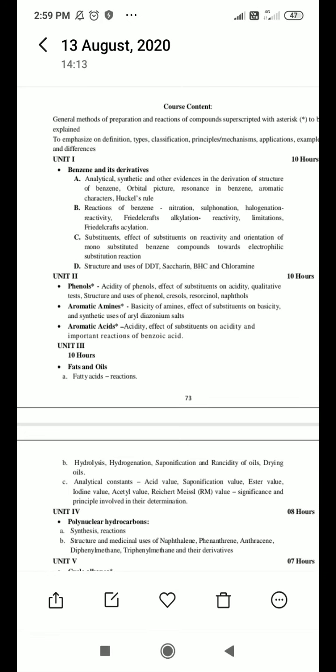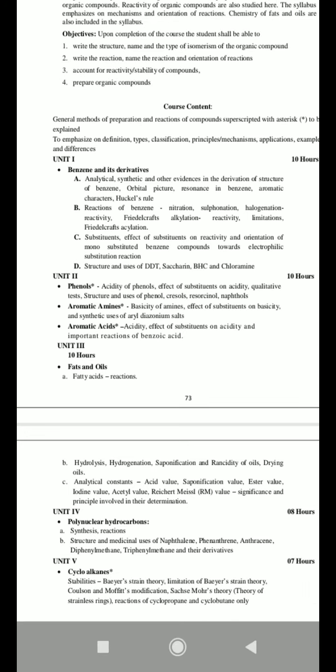Structure and uses of naphthalene, phenanthrene, anthracene, diphenylmethane, triphenylmethane and their derivatives. You should come to know the structure of naphthalene, phenanthrene, anthracene, diphenylmethane, triphenylmethane and their derivatives, and what their different uses are. This will be studied later at the time of detailed discussion.